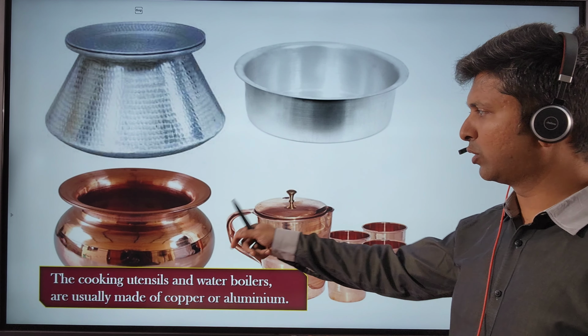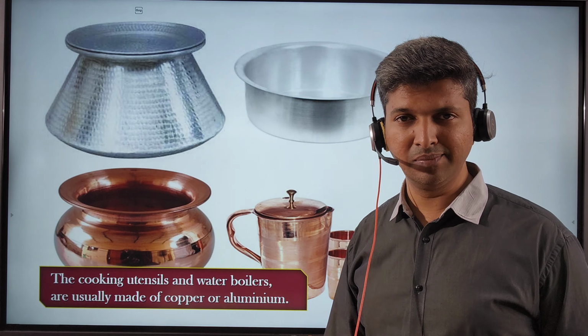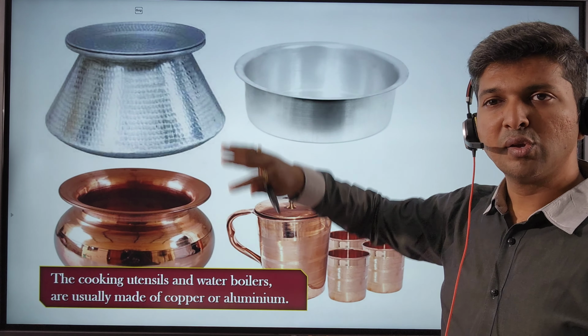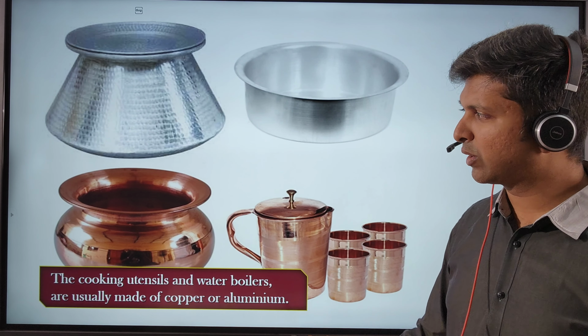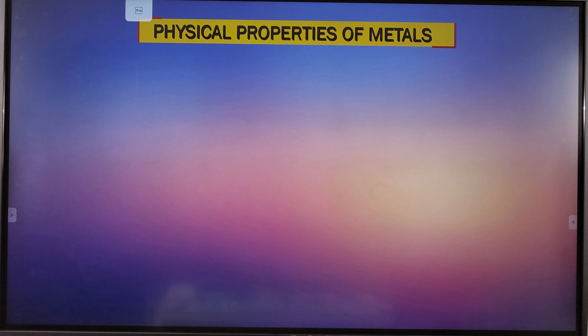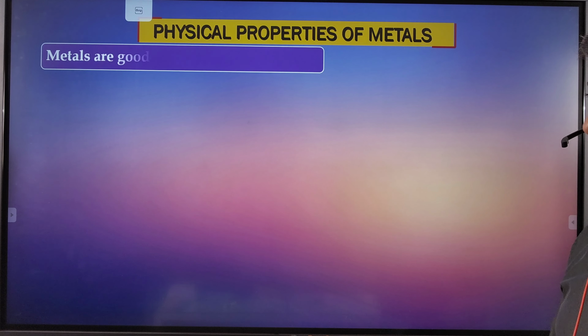So when you are using these vessels, you cannot directly cook food in them. You have to coat them from within so that the ions of aluminum and copper do not enter your food, because aluminum will cause aluminum poisoning. Now, the physical properties of metals. We are going to have a look at some physical properties of metals.